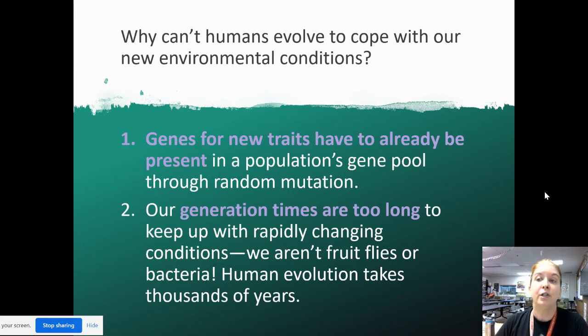Number two, our generation times are too long to keep up with rapidly changing conditions. We aren't fruit flies or bacteria. Evolution for us takes thousands of years. So genes for new traits have to already be present. Those people who are asymptomatic for COVID, which means they get positive results, but they don't have any symptoms, that would be a really nifty gene to have right now. So those people will have a slightly better chance of surviving and passing those asymptomatic genes on to their offspring.